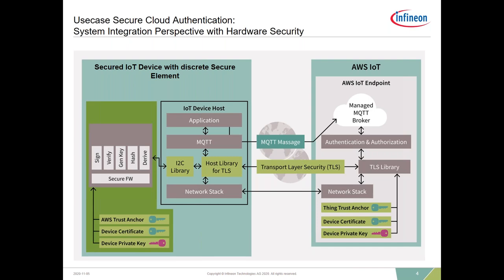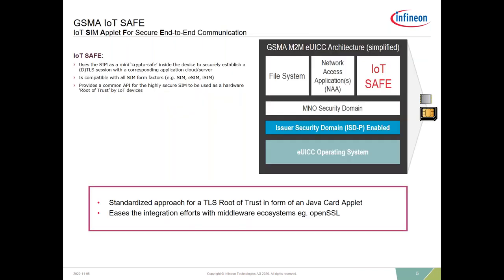And so we see that this interface becomes crucial. And this is now really where the IoT SAFE specification comes into the game. IoT SAFE stands for IoT SIM Applet for secure end-to-end communication. You already see it was designed with an eSIM in mind. But as I said, it's exactly what they're defining: the specifications required by the TLS stack to access the secure credentials and the TLS handshake protocol inside the secure element.